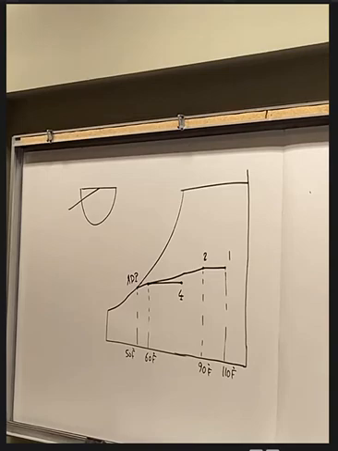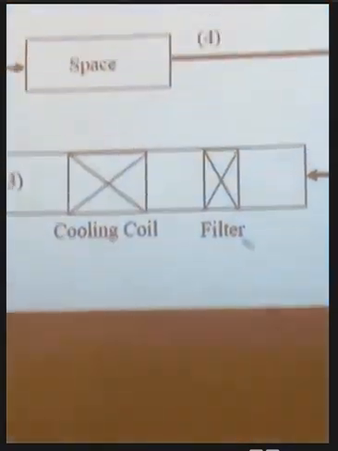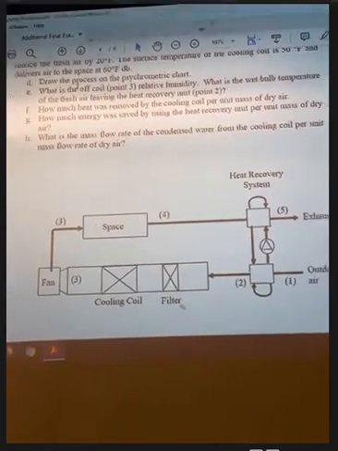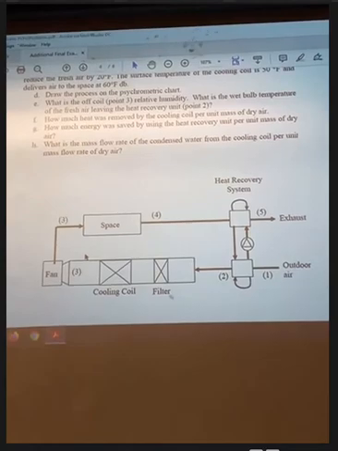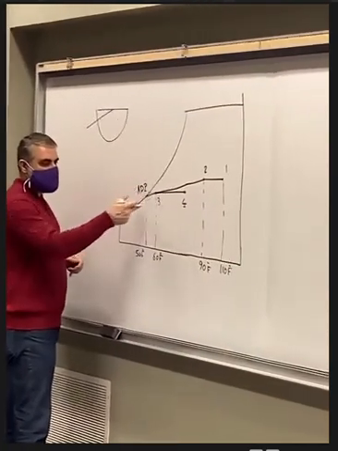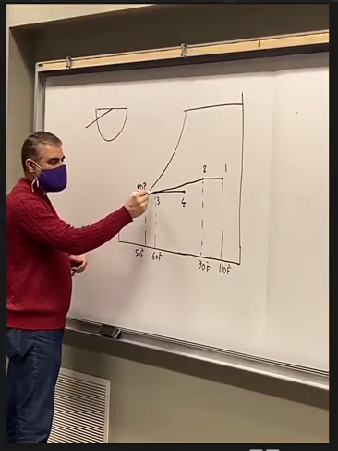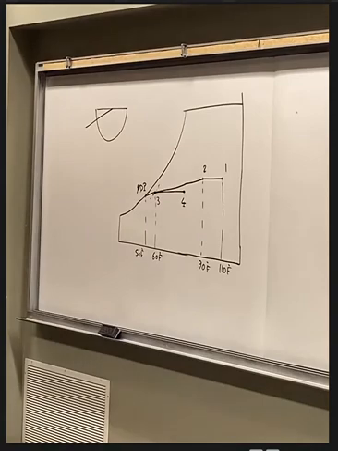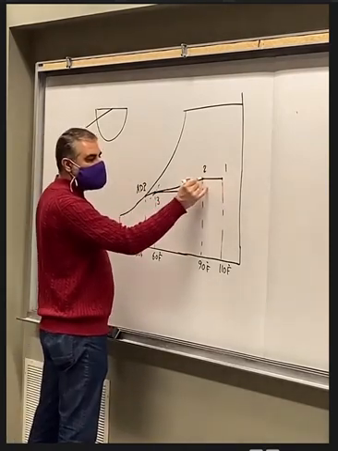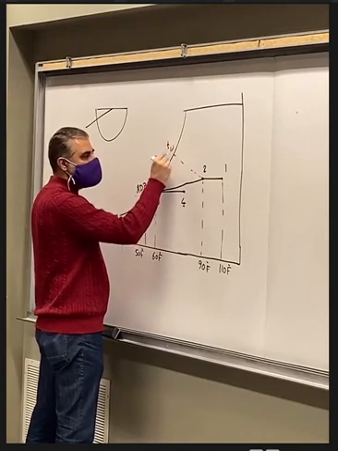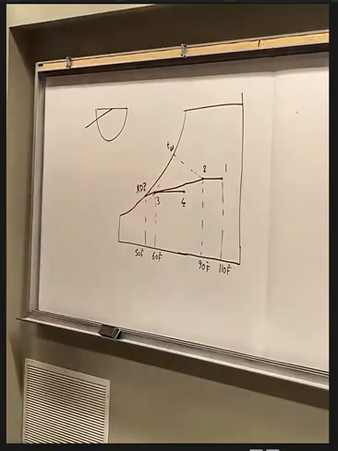What is the off coil relative humidity, and what is the wet bulb temperature of the fresh air leaving the heat recovery? So we need to find the relative humidity for point number 3. Point number 3 is this point. We can read this directly from the chart. So we know the location of point number 3, and we can find out phi 3 from the chart. What is the wet bulb temperature of the fresh air leaving the heat recovery? The fresh air leaving the heat recovery is point number 2. We need to find out the wet bulb temperature, and again, we can read this from the chart. So this is supposed to be an easy question.